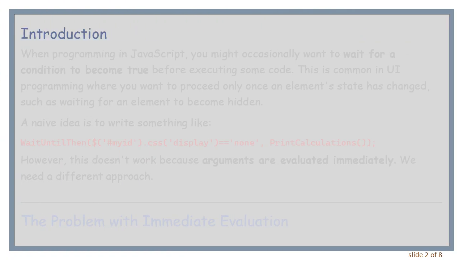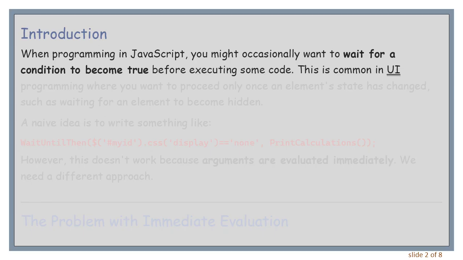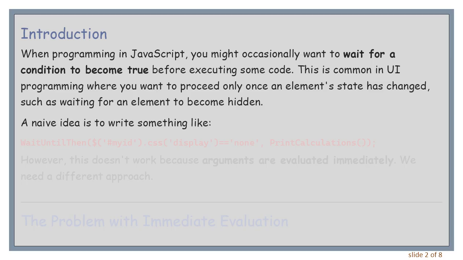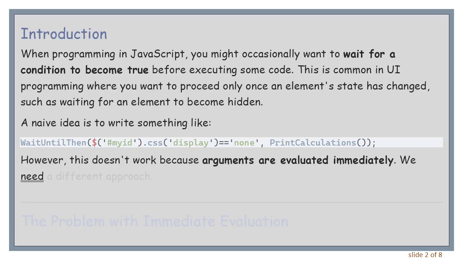Introduction. When programming in JavaScript, you might occasionally want to wait for a condition to become true before executing some code. This is common in UI programming where you want to proceed only once an element's state has changed, such as waiting for an element to become hidden. A naive idea is to write something like this. However, this doesn't work because arguments are evaluated immediately. We need a different approach.